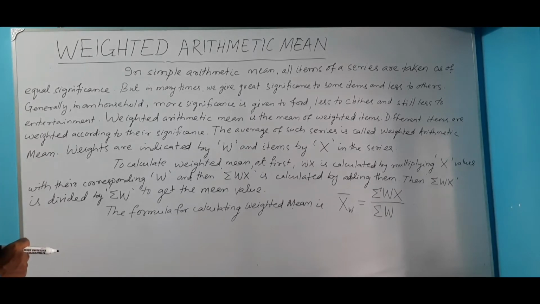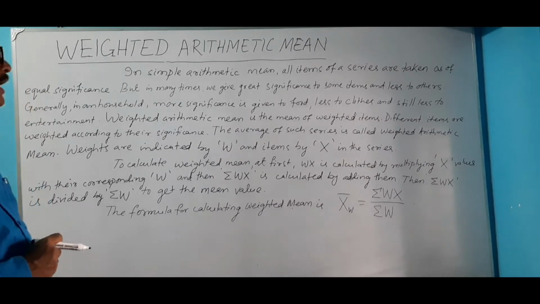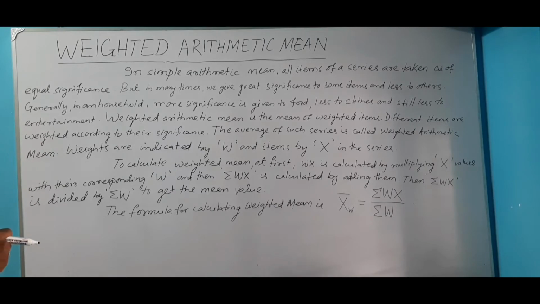Weighted arithmetic mean is the mean of weighted items. Different items are weighted according to their significance. The average of such a series is called weighted arithmetic mean. Weights are indicated by W and items by X in the series.